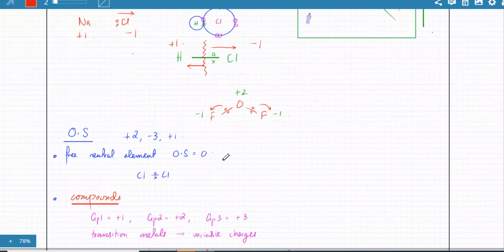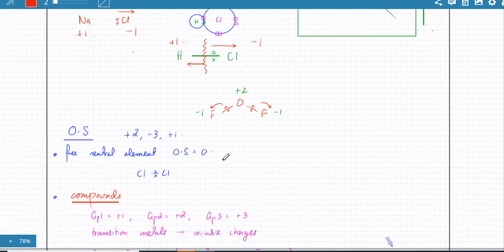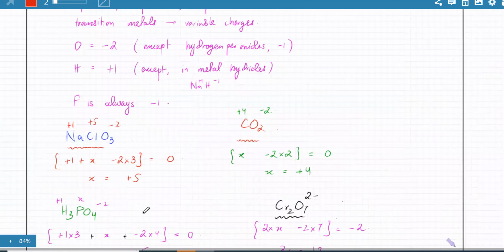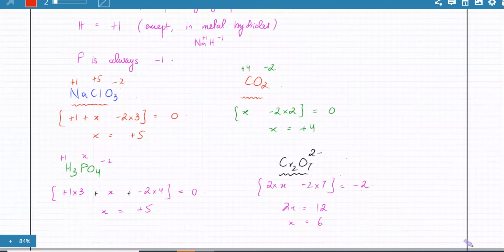And then we talked about how we can't really do this for every molecule because it's going to be very time consuming. So you have a simple table for finding the oxidation states of different elements. Group 1 is always +1 in compounds, group 2 is always +2, and group 3 is +3. Then you have a bunch of transition metals, and they have variable oxidation states. Oxygen is -2, hydrogen is +1, and fluorine is always -1. And we learned how to calculate oxidation states of different elements.